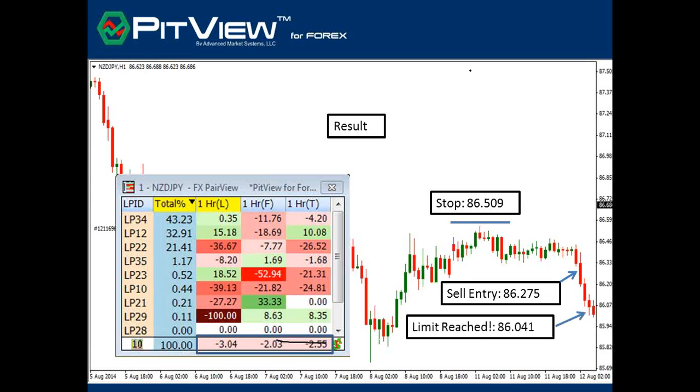Once you find the strongest currency and then you find the pair that you want to trade, you go to a chart, and all you've got to do on the chart is really look for your excuse to either go long or short that underlying currency pair, and then use PitView to confirm the trade.